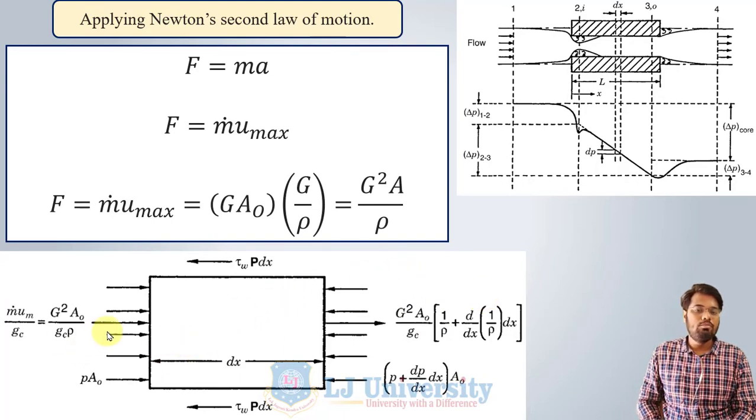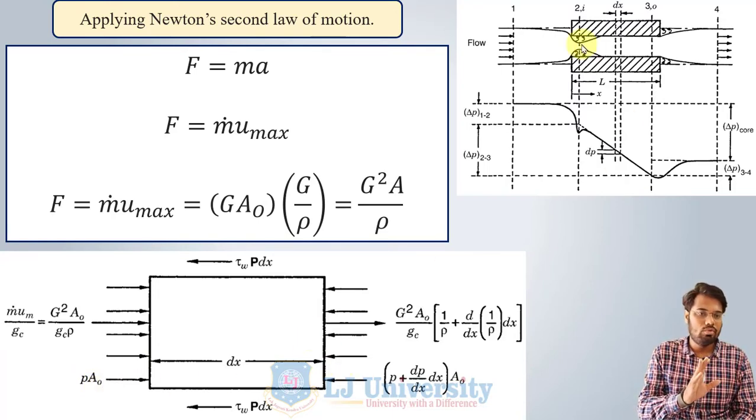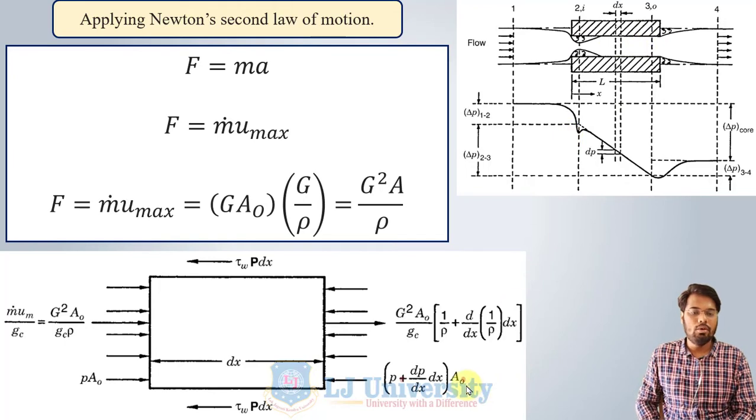Now this is change in momentum. What is the force? Force is pressure into area. So at the entry point, suppose pressure into area is P into AO. Now, the area will remain the same. You can see the area is remaining the same, so AO is remaining the same.